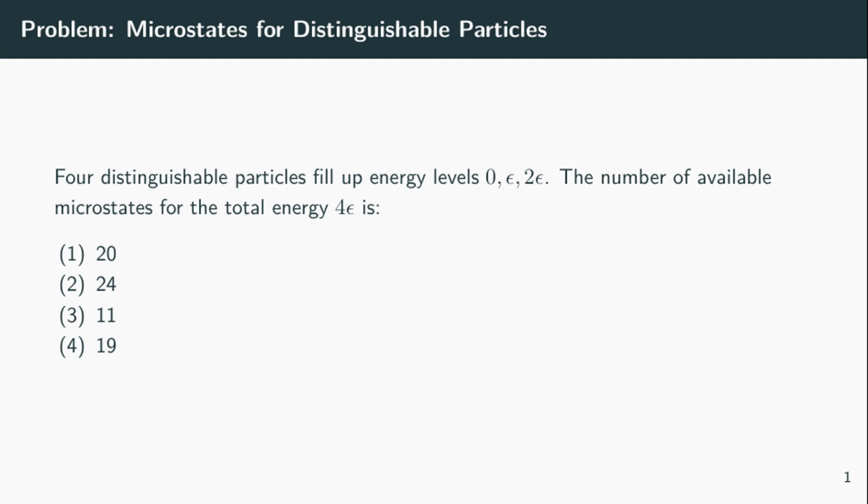We want to find out how many different ways these 4 particles can be arranged among these energy levels, such that their total energy adds up to exactly 4 epsilon. Then we'll see which of the options, 20, 24, 11 or 19, is the correct number of microstates.